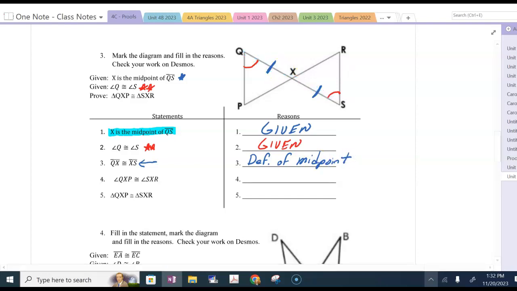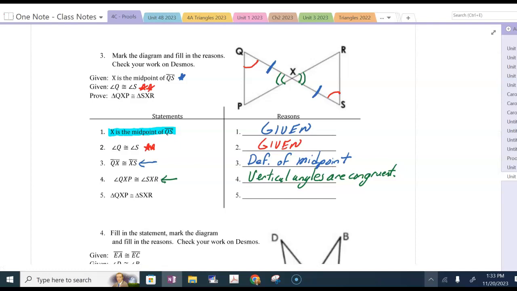And then if you look at this diagram, we have a pair of vertical angles. I'm going to mark them in the middle. That's what I wrote in step 4, that angle QXP is congruent to SXR. We know that vertical angles are congruent. So that's the reason for step 4.